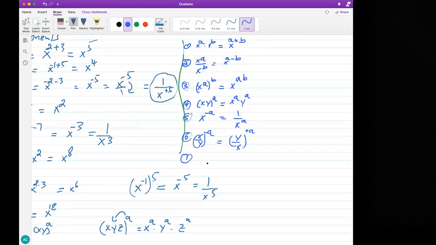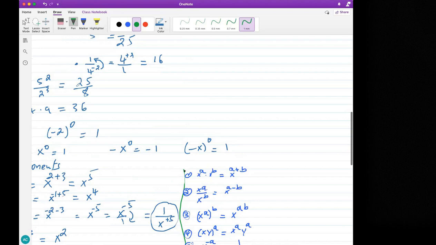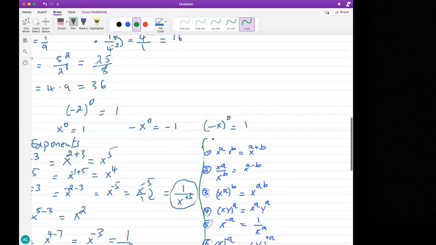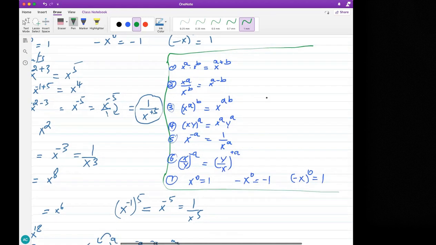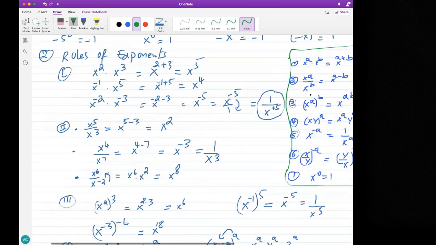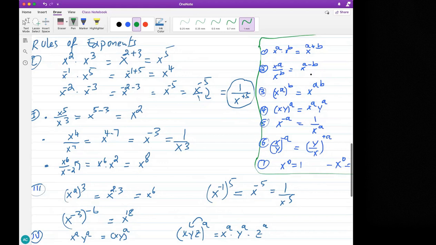Number 7. So x to the power 0 is 1. Negative x to the power 0 is negative 1. And (negative x) to the power 0 is also 1. That's pretty much all your rules here together, and these are very useful in this class. We're going to be using them.